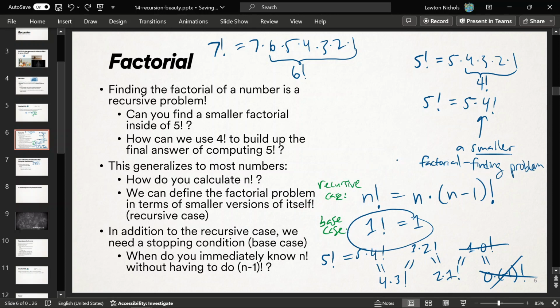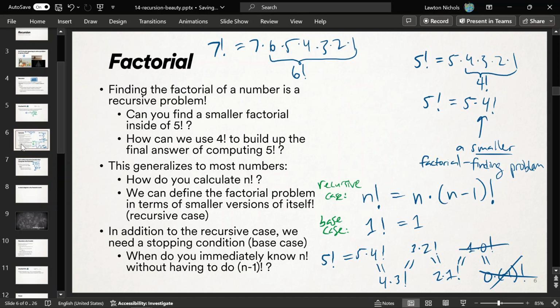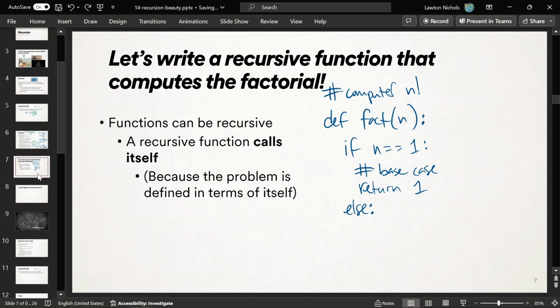All right, what was n? Was it 1? Did somebody just ask me for 1 factorial? Because if they did, I have the answer immediately. If n is equal to 1, that's the base case. I know that answer right now. Just return 1. You ask me for 1 factorial, the answer is 1. Else, if it wasn't that rule, it must have been the recursive case.